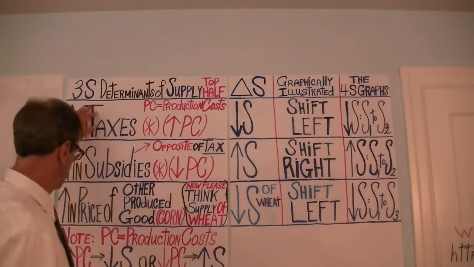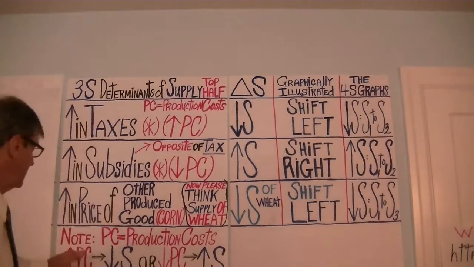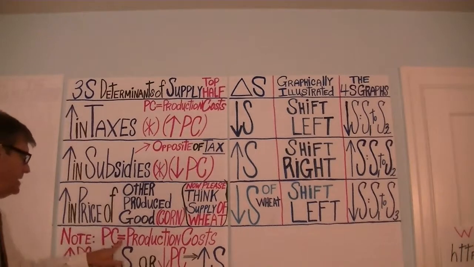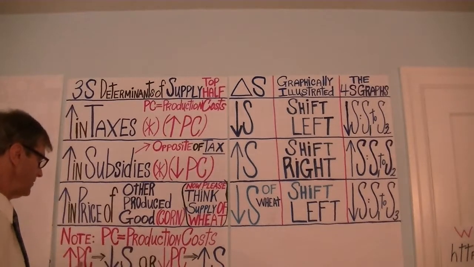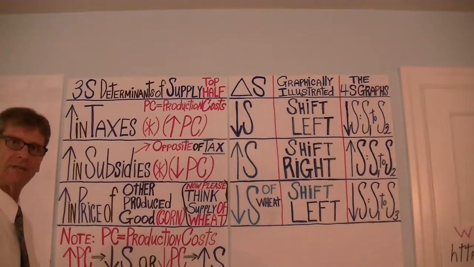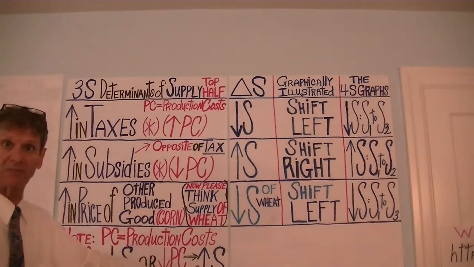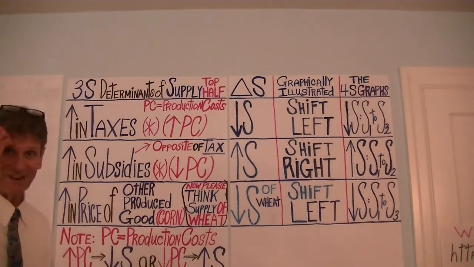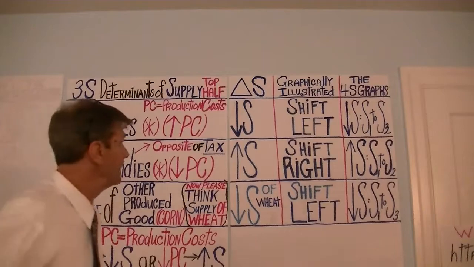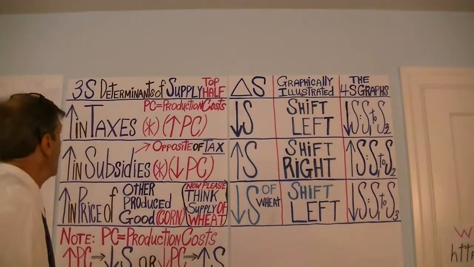Okay. So here's the next list, right? And we're saying note, PC stands for production costs. If we increase production costs, that's going to cause a decrease in supply. If we decrease production costs some way, somehow that should help us supply more or increase supply. Okay? So how does that look? I think okay. All right.